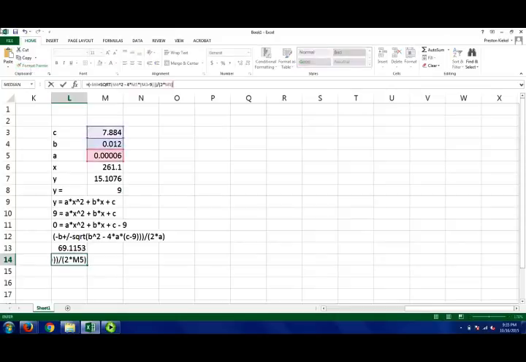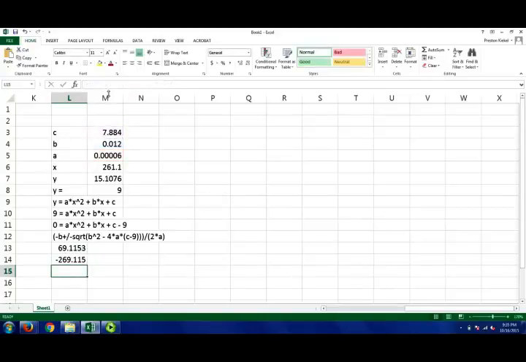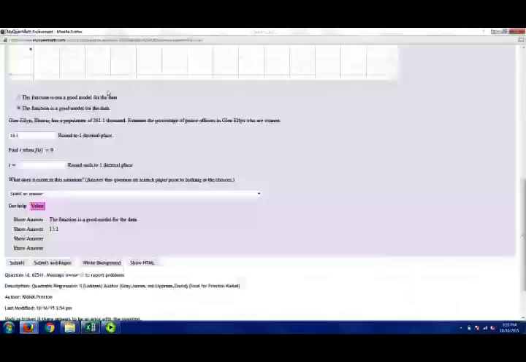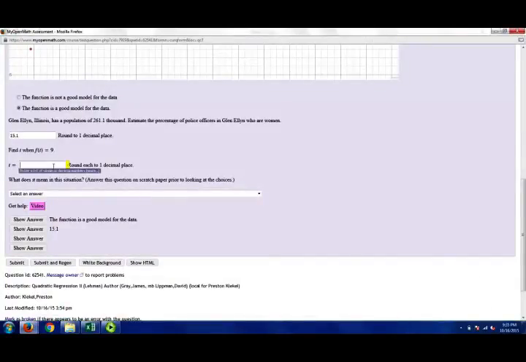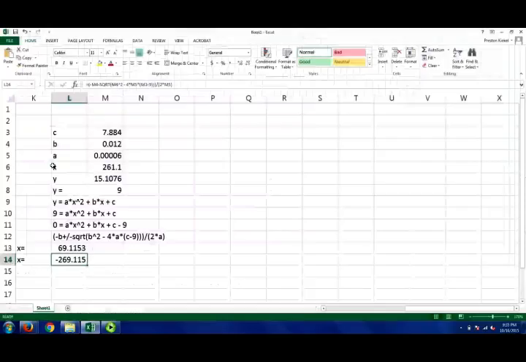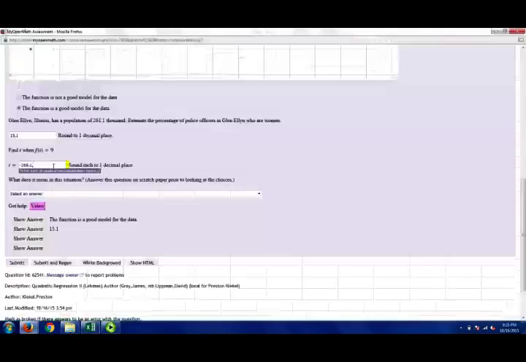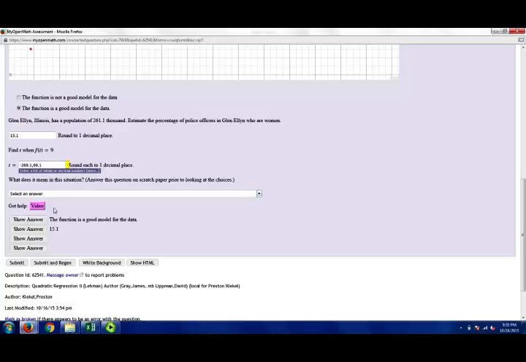I'll do the same thing for the minus side. So minus square root of all that stuff. What? Negative? You can't have negative population. That's the point. This is where the equation breaks down. That's called an extraneous solution. So I've got negative 269.1, comma, then the upper one, 69.1. And that's the answer.